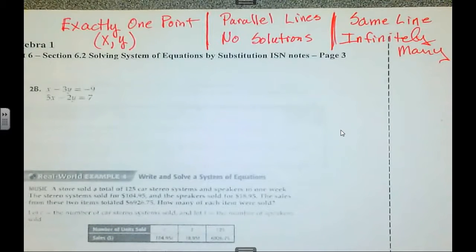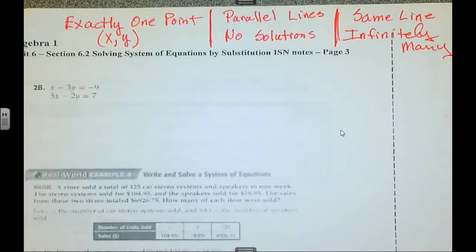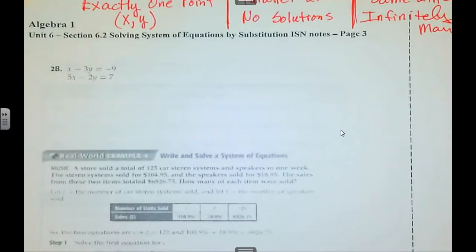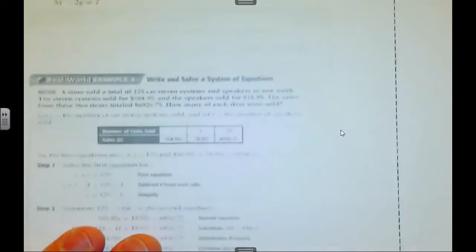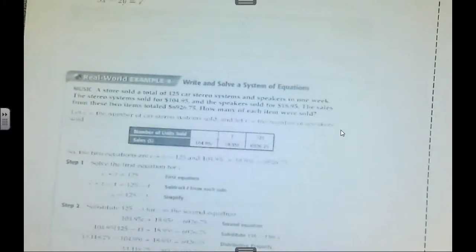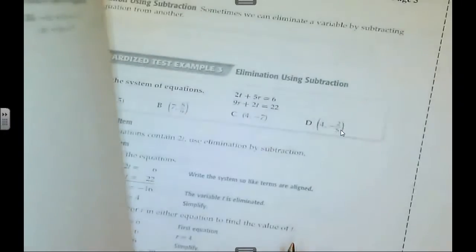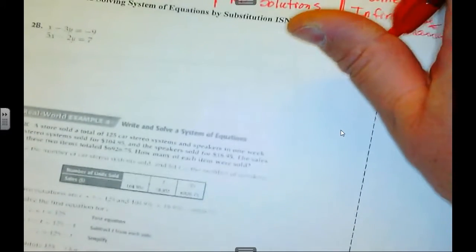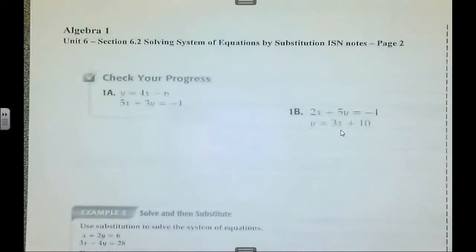Again, every one of these problems, you're going to have one of the three scenarios. Substitution. Ooh, I don't even like the first problem. I don't like the first problem at all. But it's the only one I got on there. Oh, you know what? Let's go back a page. Let's look at 1A. Okay, go back a page.